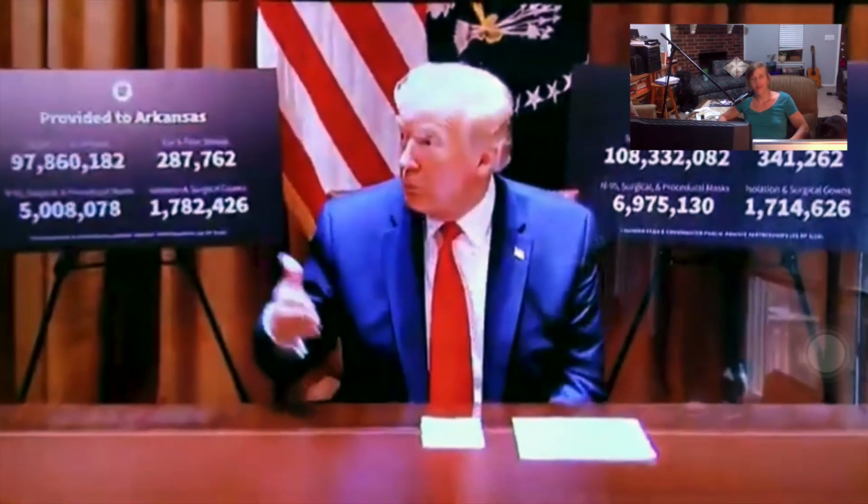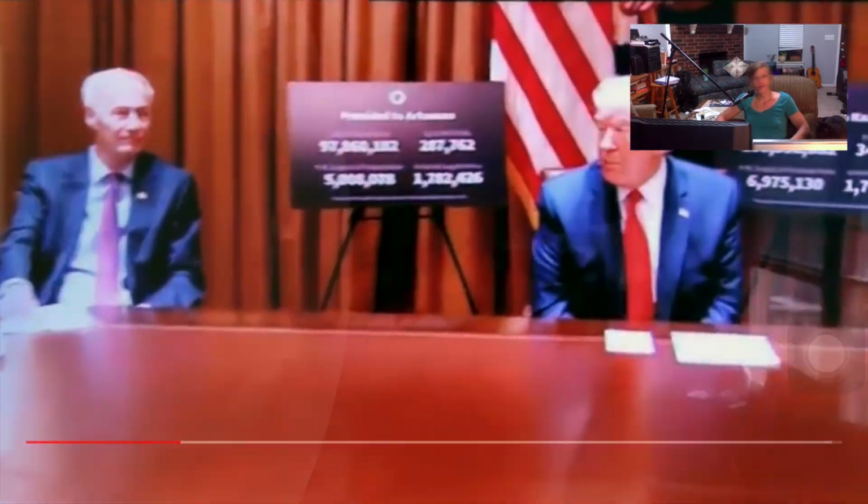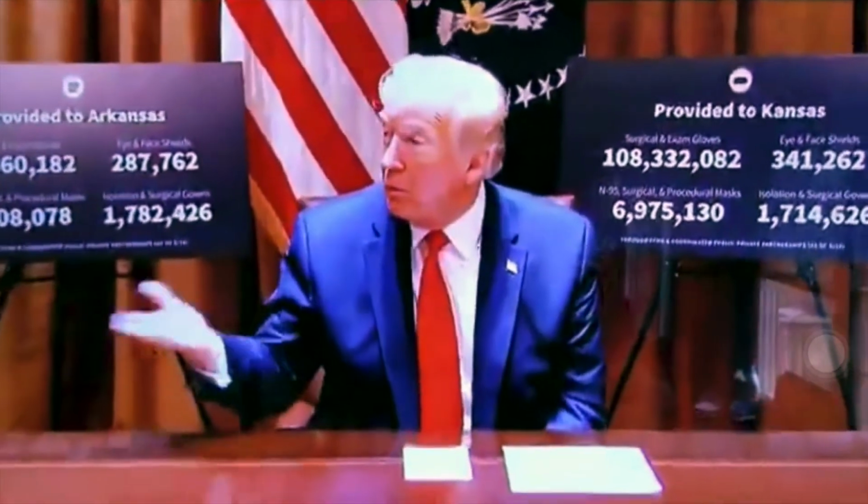Amazingly, he doesn't understand what per capita means. When you say per capita, there's many per capitas. It's like per capita relative to what?